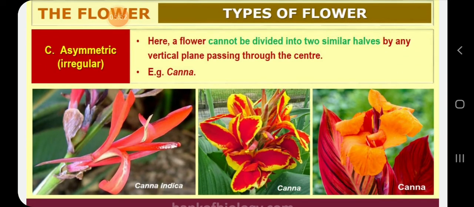Asymmetric, for example canna, the different varieties of canna, cannot be divided into two similar halves from any vertical plane, so they are called asymmetric.